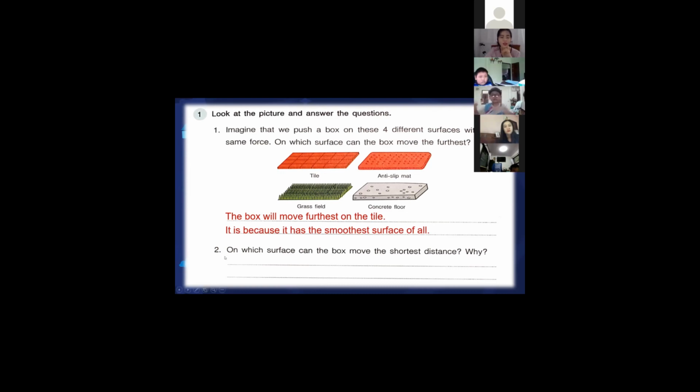Okay, now number 2. It is the opposite. On which surface can the box move the shortest distance? I am asking for the roughest one. Is it the anti-slip mat, the grass field, or the concrete floor? Not said grass field. How about the others?